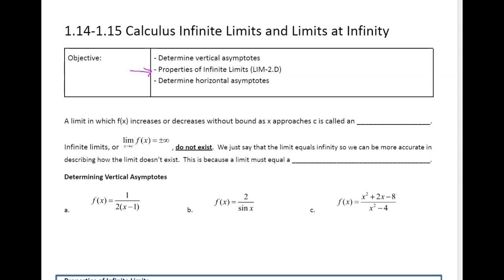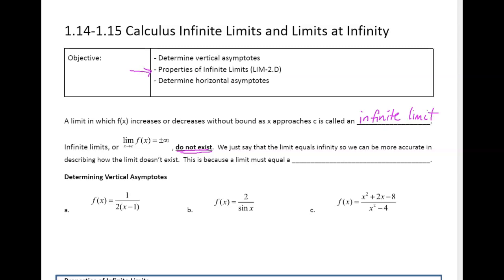So a limit in which our function increases or decreases without bound as x approaches c is called an infinite limit. So, infinite limits, or when they equal infinity as we approach some c value, technically do not exist. Remember, we've talked about that. We use infinity so we can be more accurate in describing how the limit doesn't exist, but we can get a picture of what the graph looks like.